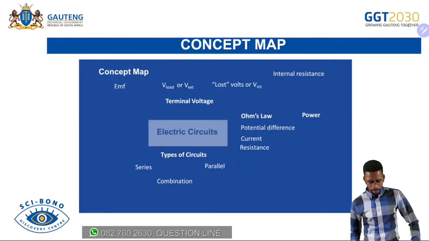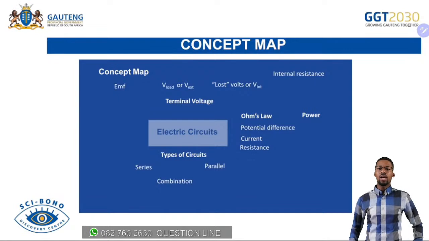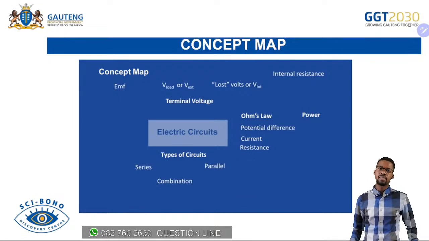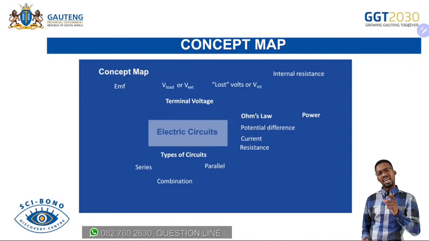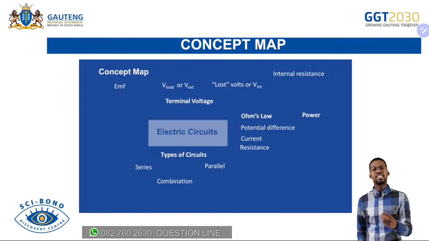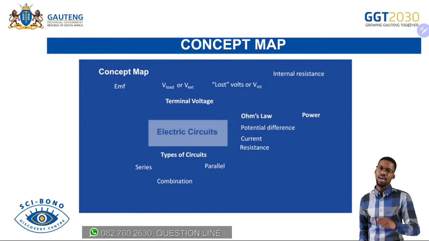So the concept map about circuits: one thing that you need to understand is that there is a triangle relationship between the current, potential difference, and resistance. And we know that when we talk about the current, we are talking about the rate of flow of charge. And when we talk about potential difference, we are referring to the work done in displacing a charge from an area of high potential to an area of low potential. And when we talk about resistors, their function is to oppose the flow of current.